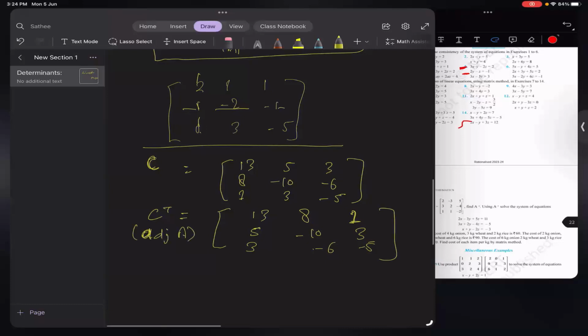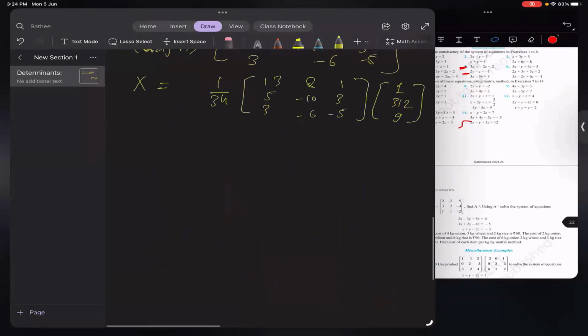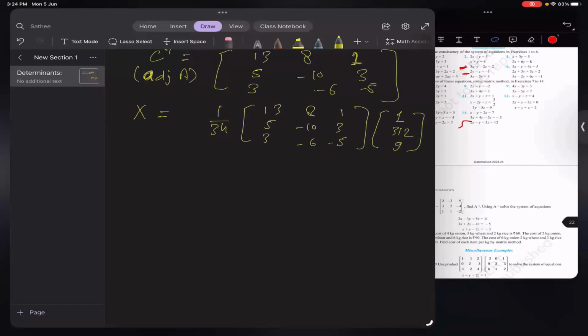So now our unknown matrix should be 1 by 34 times 13, 5, 3, and 8, minus 10, minus 6, 1, 3, minus 5, into matrix B. What was our matrix B? This was 1, 3 by 2, and 9. Now if we quickly multiply these two matrices, our unknown matrix would be 1 by 34 times the product.